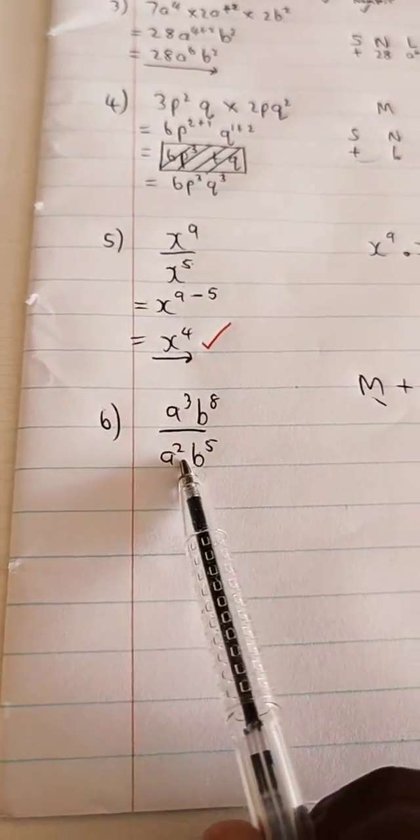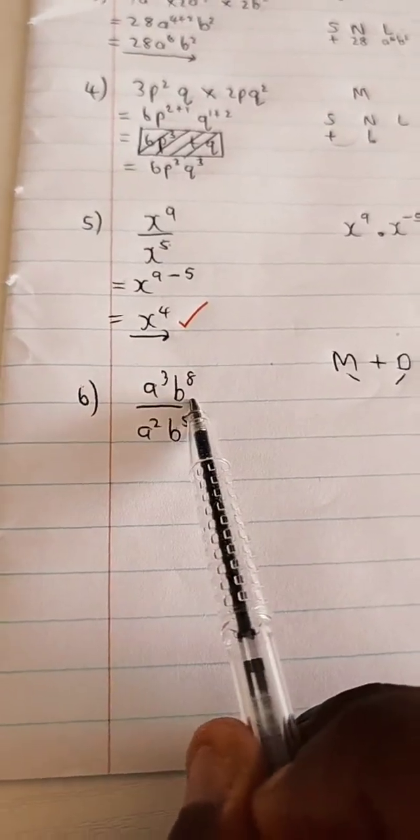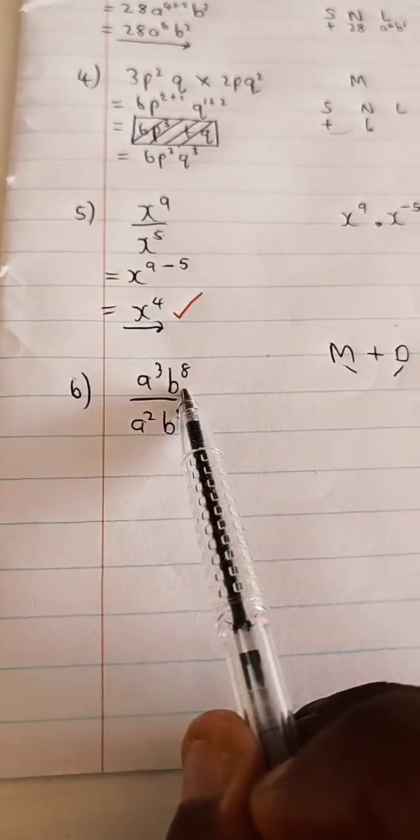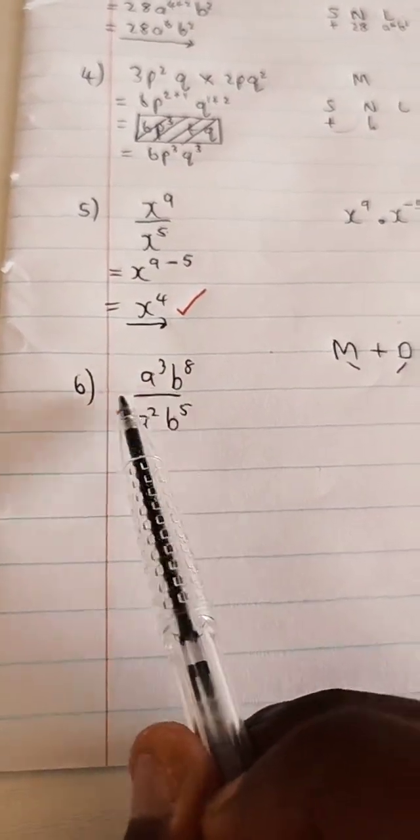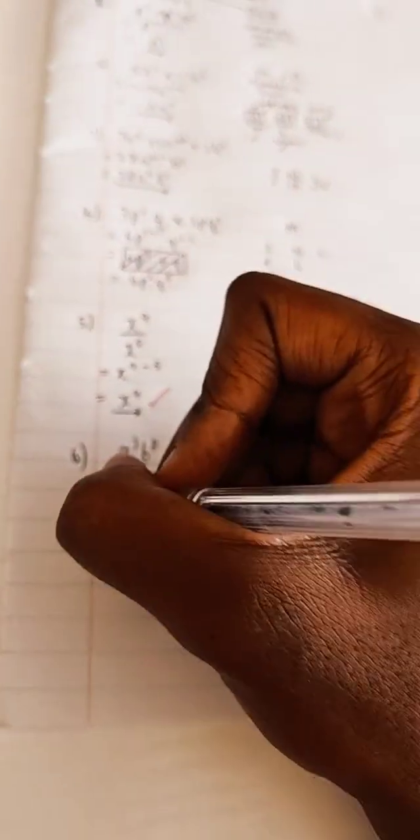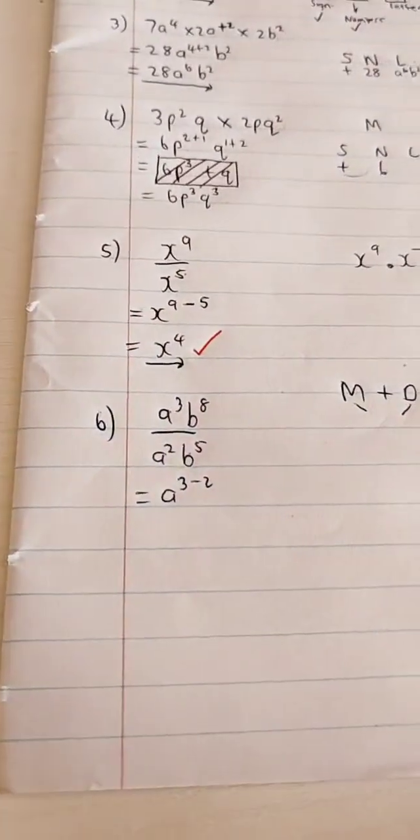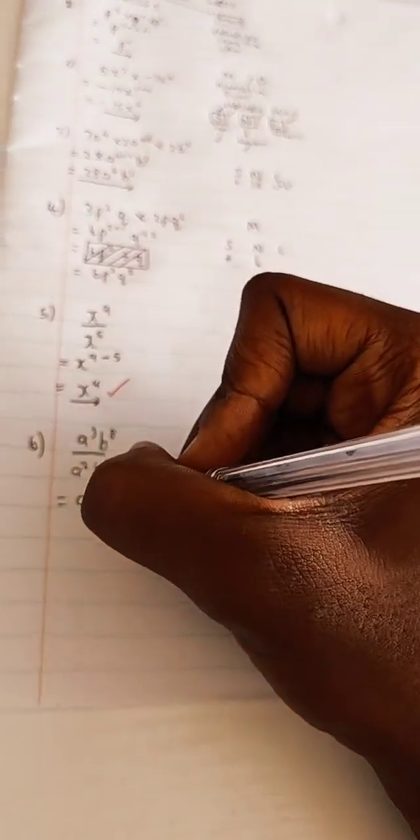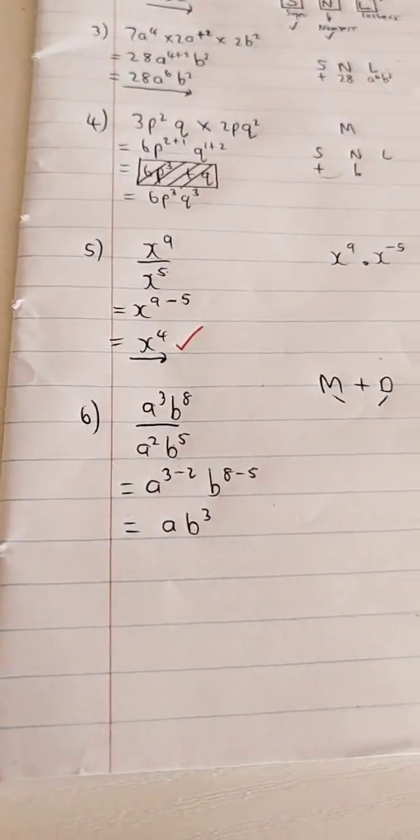So a to the power 3 over a to the power 2, because the multiplication is there in the numerator and then the denominator, that's what combines a to the power 3 and b to the power 8. It's multiply. And then the line means divide. So we can then apply the law: a to the power 3 minus 2, b to the power 8 minus 5. Finally, this is a b to the power 3.